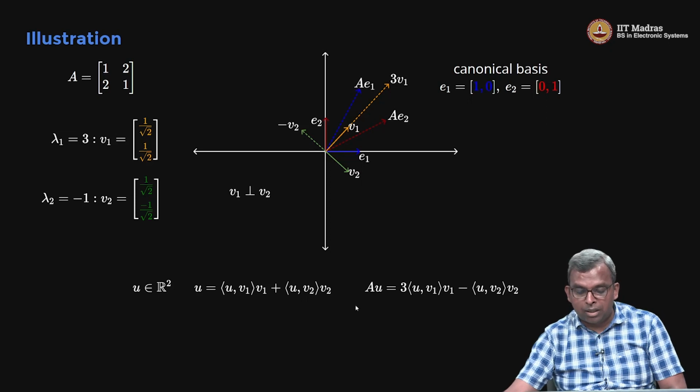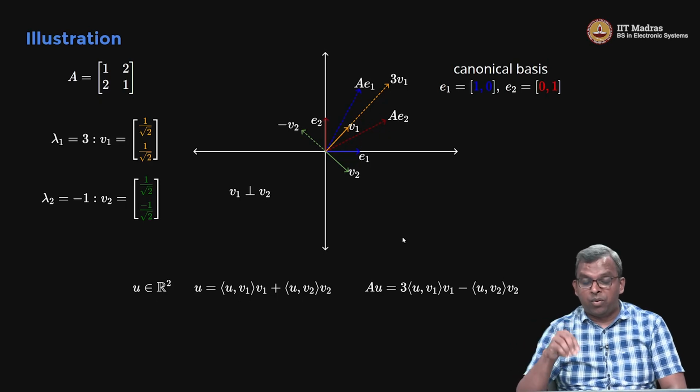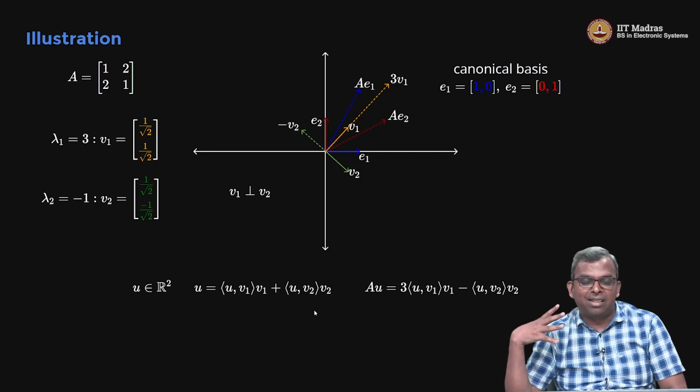So notice how the understanding improves greatly for what happens with A. When A times U is simply as simple as this. When you have an orthonormal basis decomposition, it becomes very, very easy to find what happens to U. In fact, even A power k U is very easy. Instead of 3, it will become 3 power k, and instead of minus 1, it will become minus 1 power k. Everything else remains exactly the same.